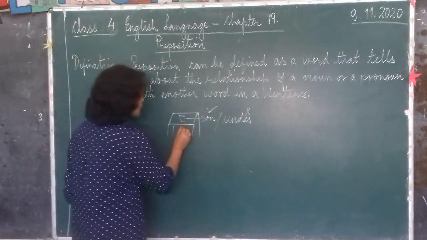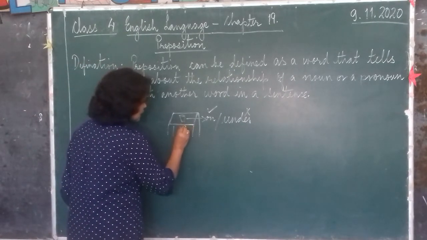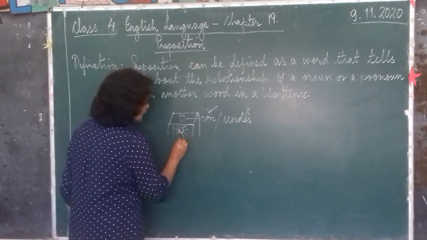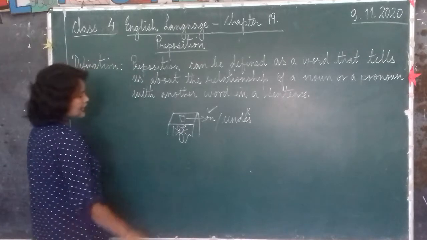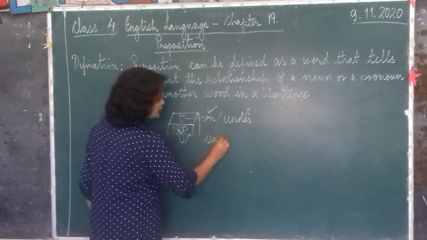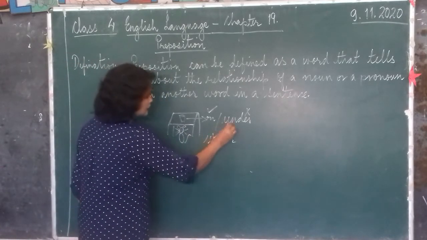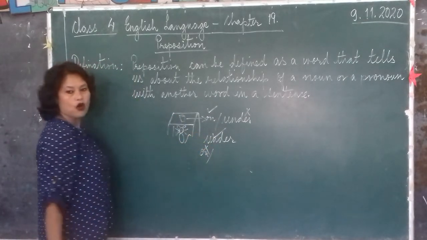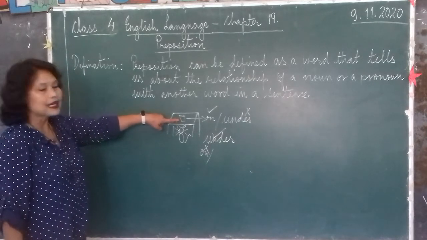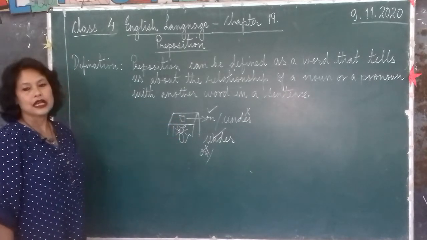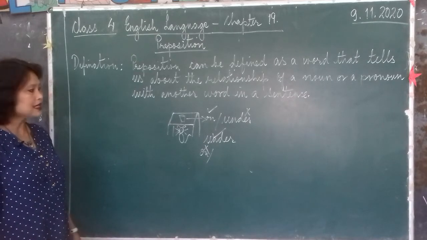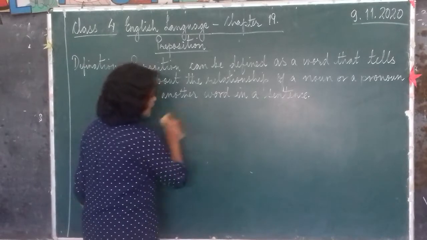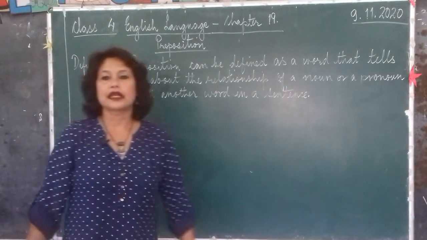All right. Now look here. Another drawing. What is this? This is a cat. Where is the cat? The cat is under the table. This is right. You cannot say the cat is on the table. This is wrong. So this is preposition. The glass is on the table. The cat is under the table. All right? You understood what preposition is? It's got a relationship between the noun and a pronoun in a sentence.